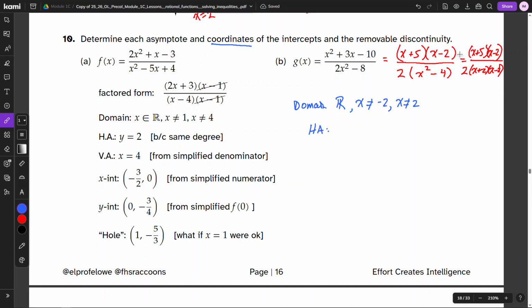Horizontal asymptote, y is 1/2. Vertical asymptote, x is negative 2. X-intercept as coordinates, numerator. Y-intercept as coordinates. What if x is 0? The removable discontinuity.